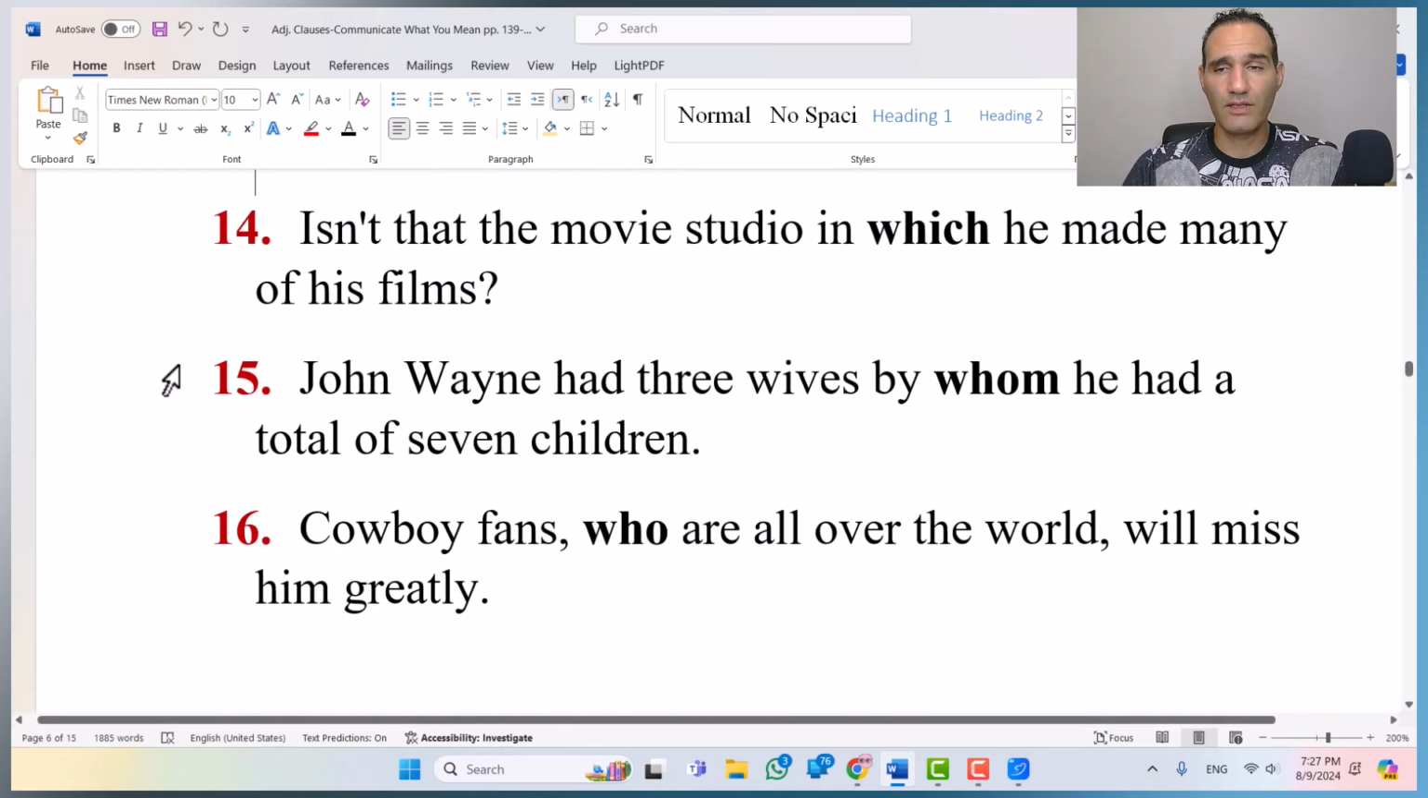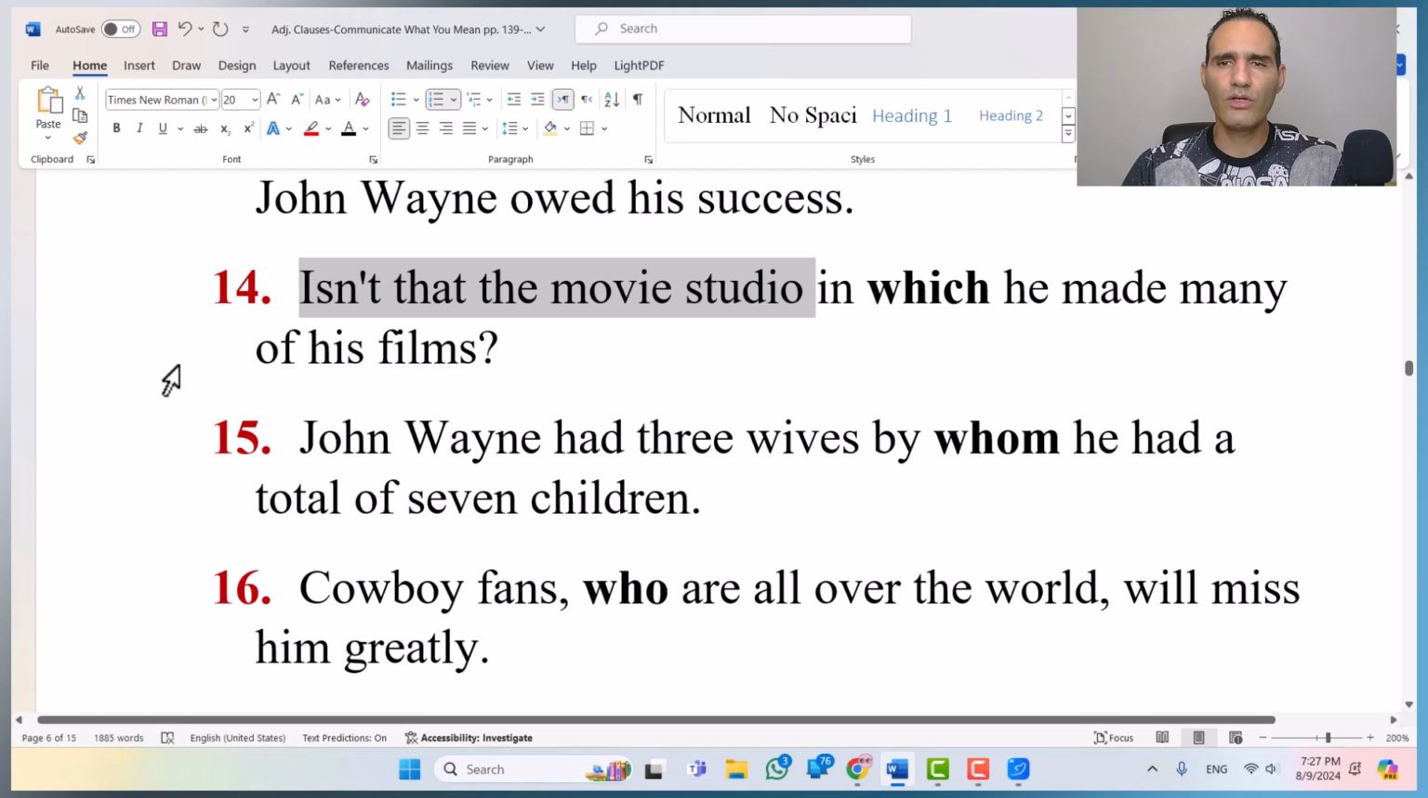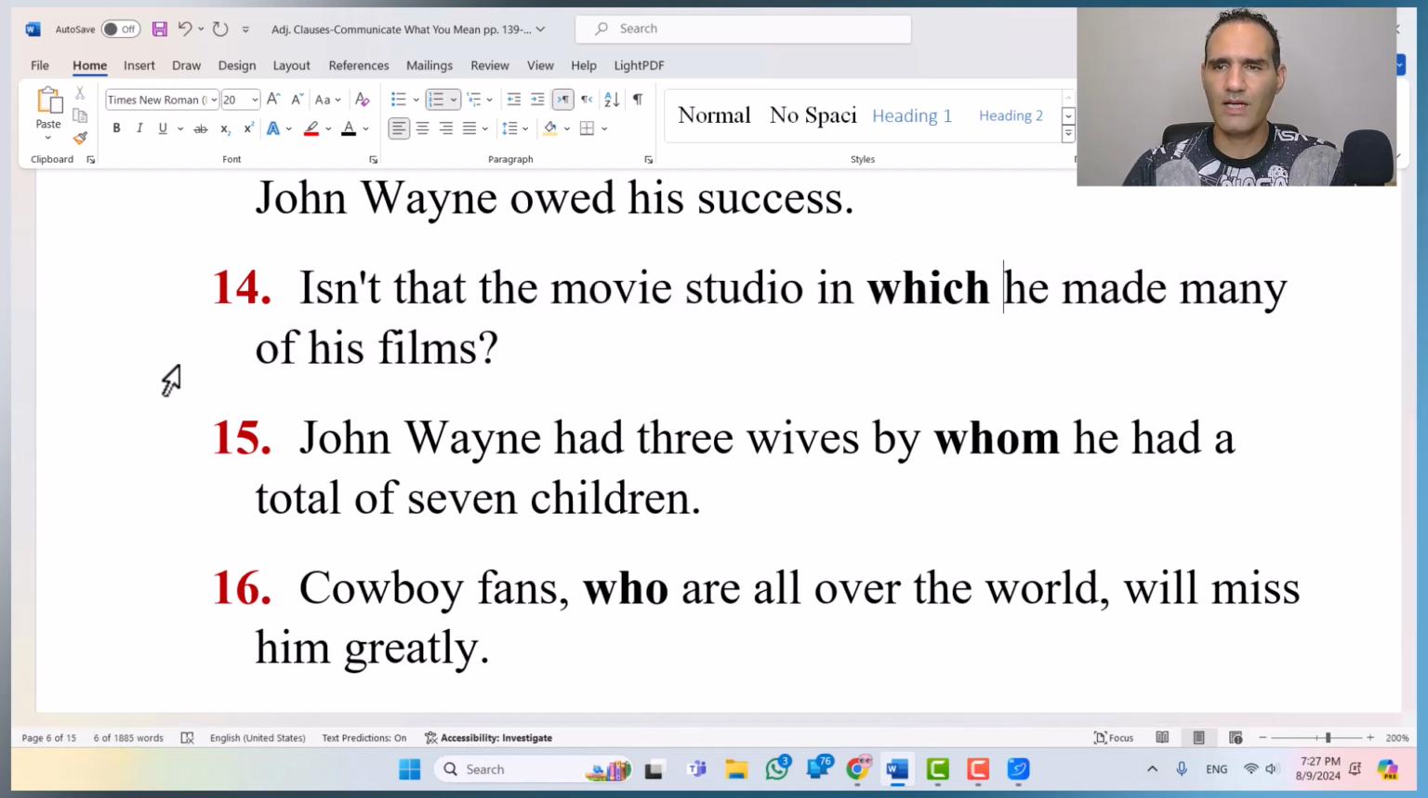Number 14. Isn't that the same story again? Isn't that the movie studio in which he made many of his films? Relative pronoun as object preceded by a preposition, cannot be omitted. Number 15. John Wayne had 3 wives, by whom? By them. Object preceded by a preposition. He had a total of 7 children. So the two sentences here are John Wayne had 3 wives, period. He had a total of 7 children by them, by the 3 wives.